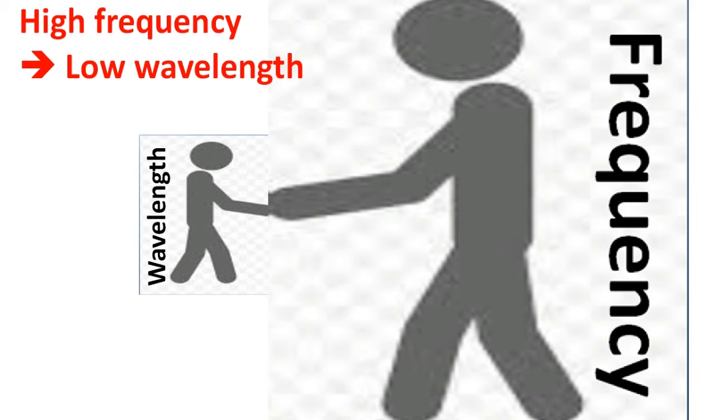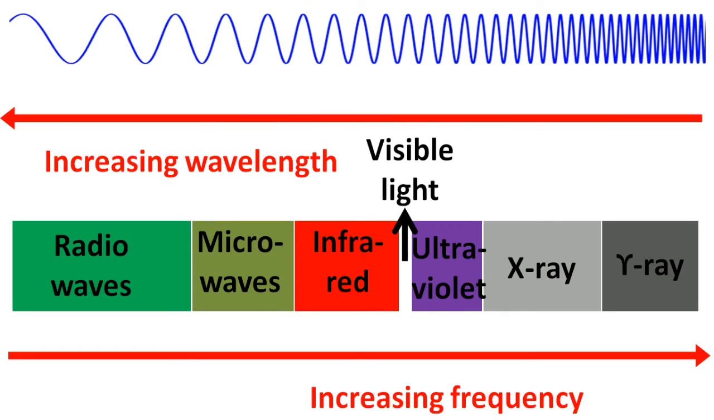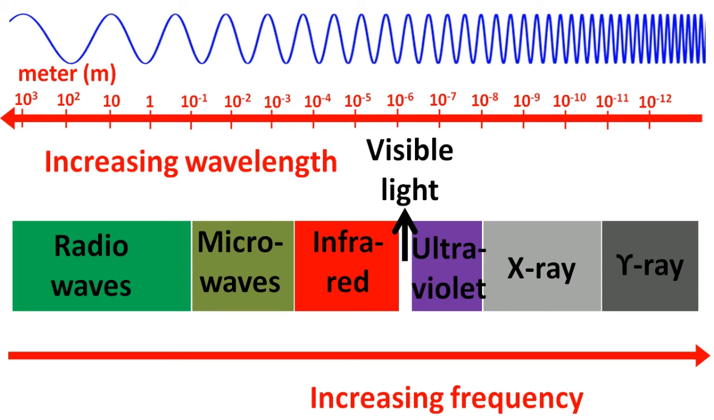So in our electromagnetic spectrum, frequency increases in this direction, while wavelength increases in the opposite direction. Gamma rays have the highest frequencies, and so they have the shortest wavelengths. While radio waves have the lowest frequencies, and so they have the longest wavelengths. Now, how long do you think radio wavelengths are? I don't know. I will give you an idea. Radio wavelengths are usually longer than 10 centimeters. 10 centimeters is the same as 10 raised to power minus 1 meters.